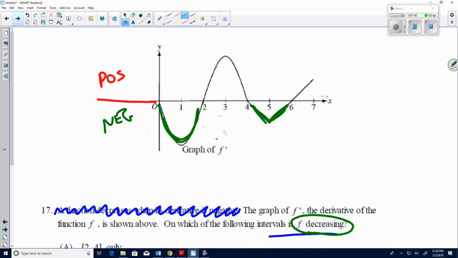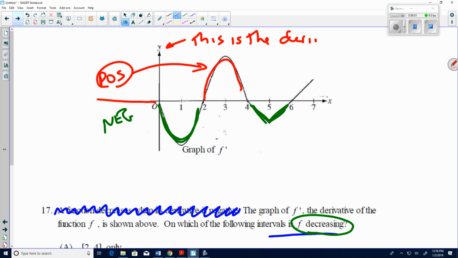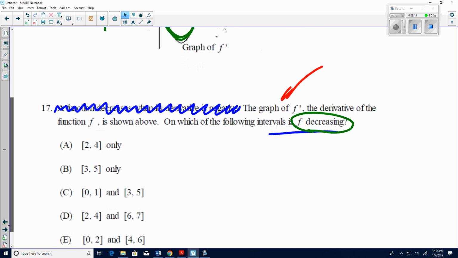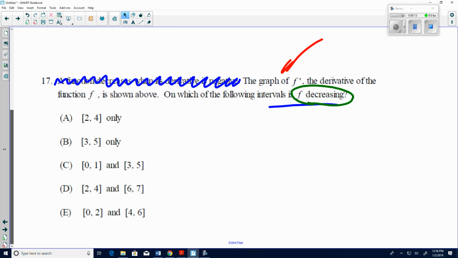Notice that between 2 and 4, the derivative is positive, right? It's up here in positive world. And again, this is a graph of the derivative. This is the derivative, right? They told us that. So all we're doing is we're looking for numbers between 0 and 2 and between 4 and 6. So 0 to 2, 4 to 6, that's the answer.